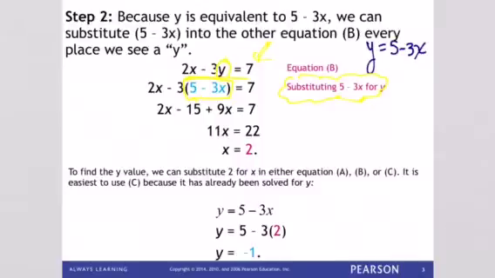Then I'm going to simplify it, and this is actually step 3 in the steps of how you do this: simplify your equation. You have to be sure to distribute this negative 3. Negative 3 times 5 is negative 15, and negative 3 times negative 3x is plus 9x. Be careful with that. Then I combine my like terms. I have 2x and 9x, which is 11x. And then I'm going to add 15 to both sides here. They didn't show you this, but what they did was add 15 to both sides.